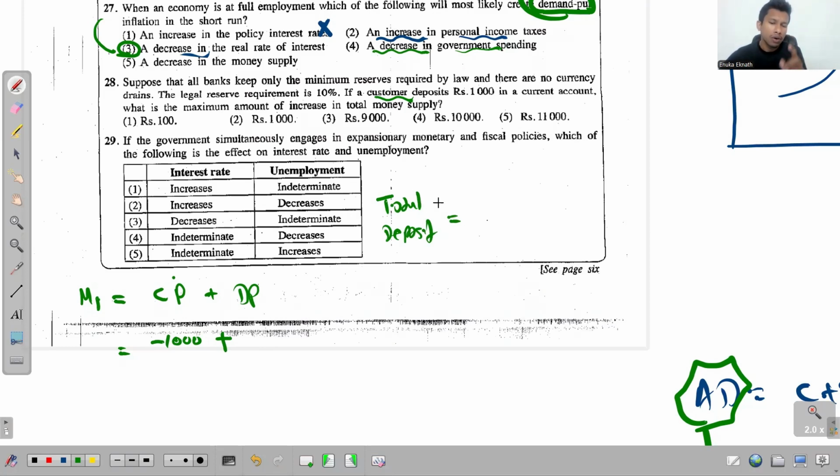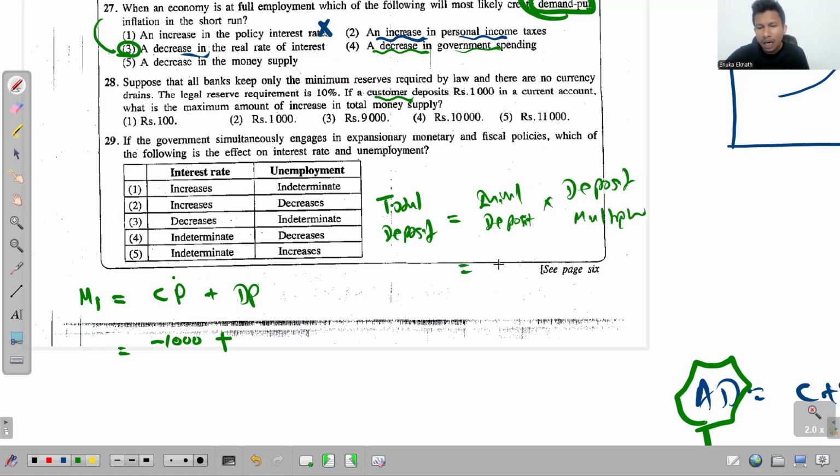So we have to look at total deposit equals, what's the equation we use? Initial deposit into deposit multiplier.